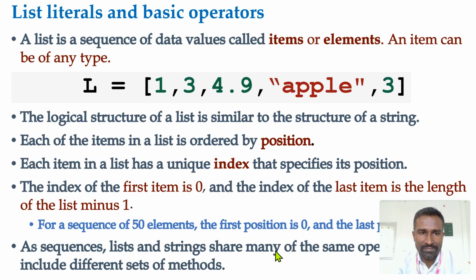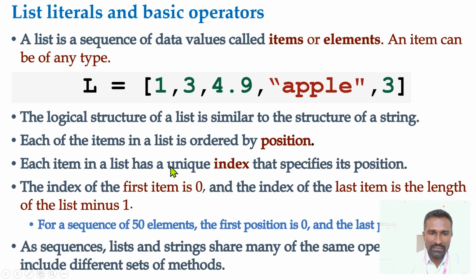For example, this is the representation of the variable ml, which represents a list. Here this is the list, with a square bracket. Within the square bracket I can mention the integers 1, 3, then 4.9, which is a float value, and the string value apple, comma 3. So different types of data can be used; there is a sequence of data values in different types. The logical structure of a list is similar to the structure of a string.